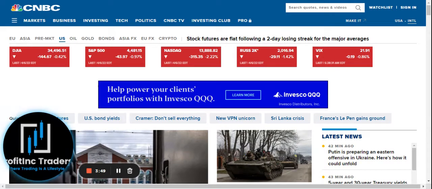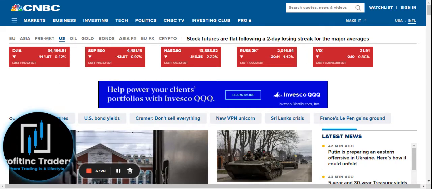So we're going to look here. We can see we have the EU, Asia, then we have pre-market, we have the US, oil, gold, bonds, etc. So I'm going to be focusing on the US since I only trade everything to do with the dollar. So here we have a look at the Dow Jones, the indices, the S&P 500, and the Nasdaq. We also have the Russell 2000 here, and we have the VIX.